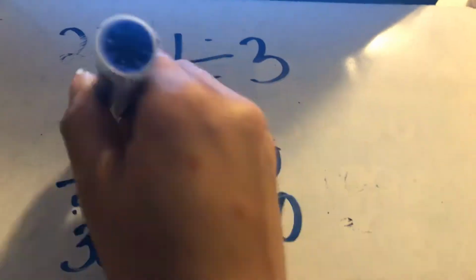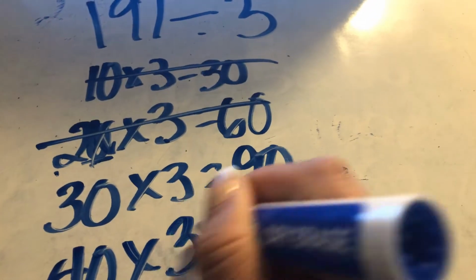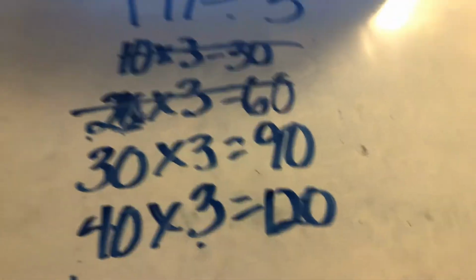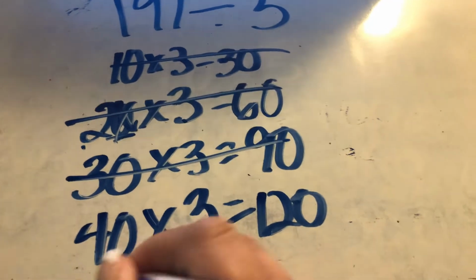All right, so we're getting close to 191. We're not there yet, so these two are probably a no, right? 40 times 3. Well, 4 times 3 is 12. Add the 0, and that's 120. Okay, we're not close enough there.